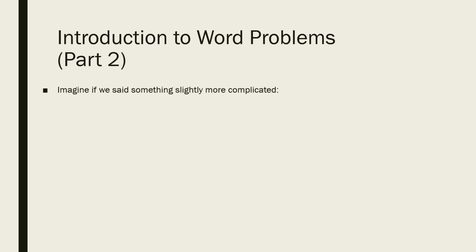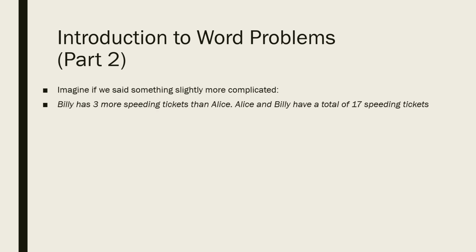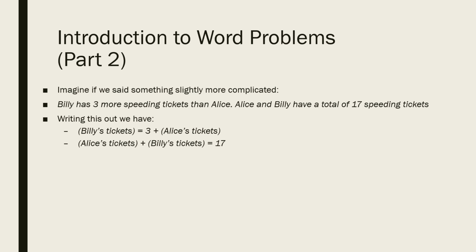So let's pick something slightly more complicated. Billy has 3 more speeding tickets than Alice, and Alice and Billy have a total of 17 speeding tickets. Writing this out, we now have a slightly different kind of problem. So now we have Billy's tickets are 3 plus Alice's tickets, and Alice's tickets plus Billy's tickets is 17, because their total speeding tickets is 17.